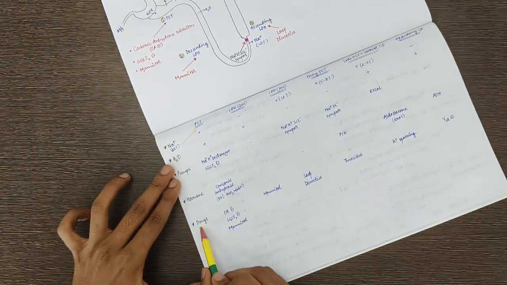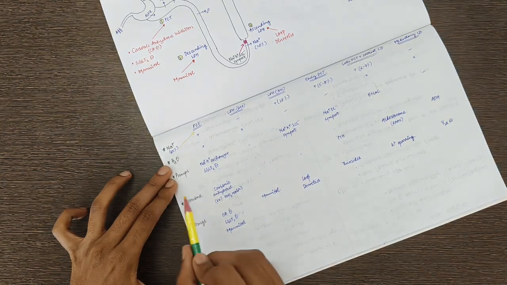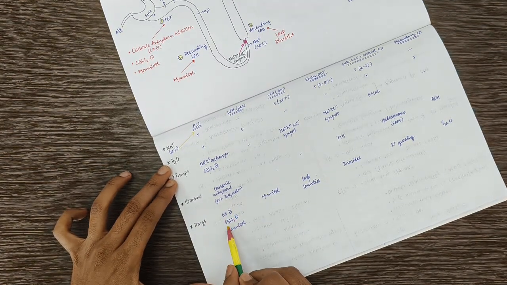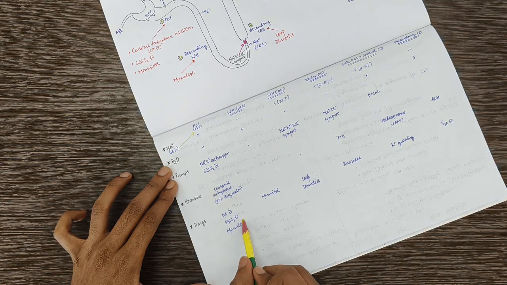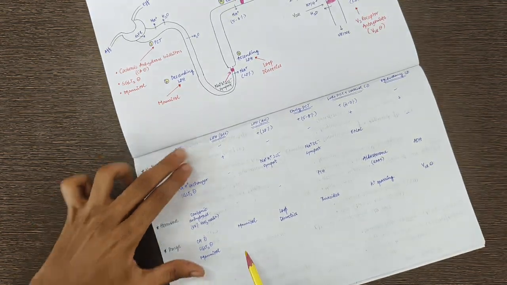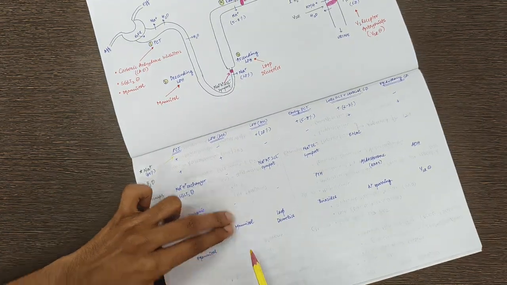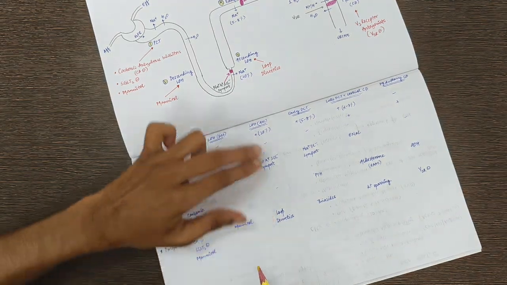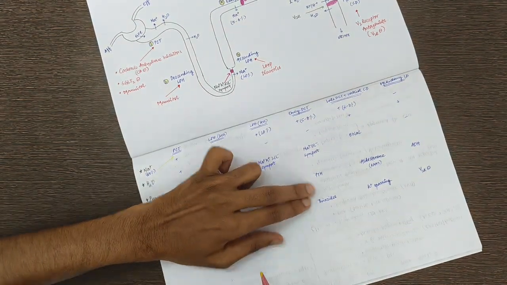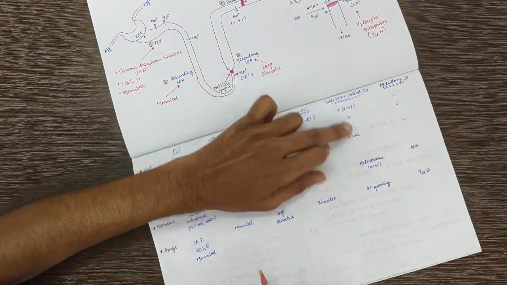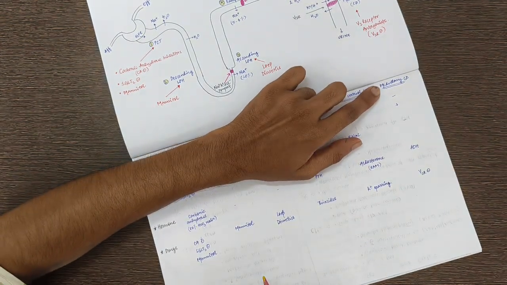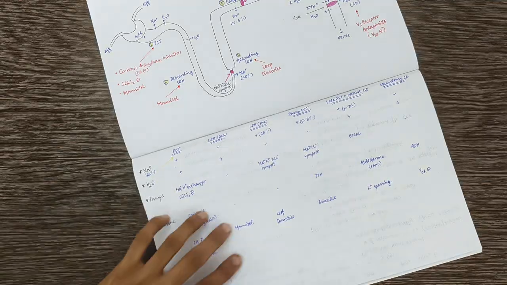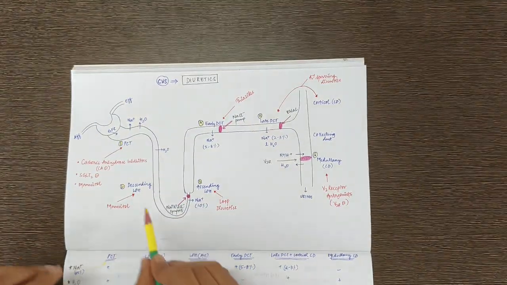So what are the drugs acting now? In PCT it is carbonic anhydrase inhibitors, sodium glucose transporter 2 inhibitors, that is SGLT2 inhibitors, and mannitol. In descending loop of Henle again it is mannitol. In ascending loop of Henle it is loop diuretics. In early DCT it is thiazides. Late DCT and cortical collecting duct it is potassium sparing, and medullary collecting duct it is V2 receptor antagonist. See, I have drawn it here.